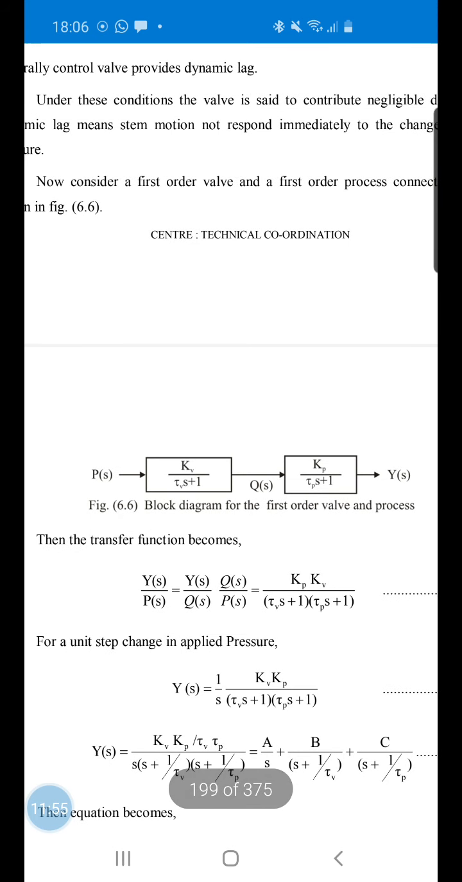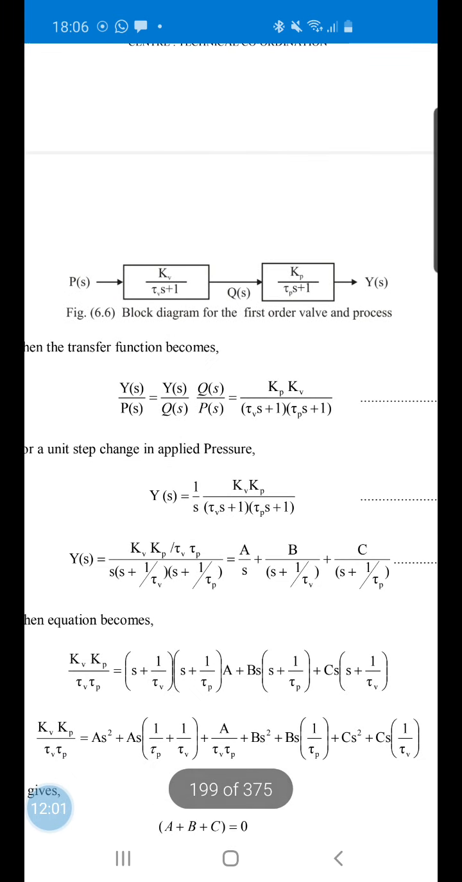Now if we consider a first order system along with the first order pneumatic control valve, then this will be the block diagram. See, for the pneumatic control valve it is Kv upon tau v S plus 1, pressure is the inlet, flow rate is the outlet.